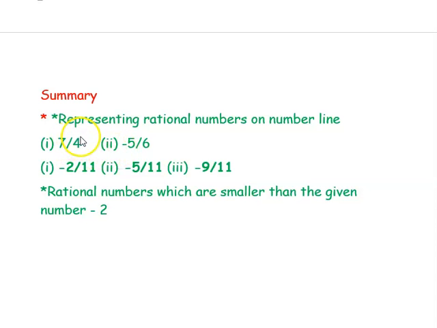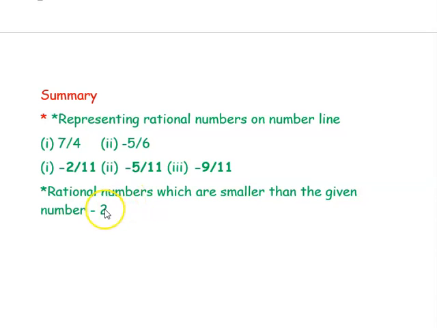Second step, you have to see the denominator. Based on the denominator, you have to divide the consecutive integers into the number of equal parts, which is the same as that of the denominator. Next you have to see the numerator. The numerator represents the number of units it's away from the 0 line. So if you divide, then that will become the rational number. Now if the denominators are equal, you can represent 3 or more numbers on the same number line.